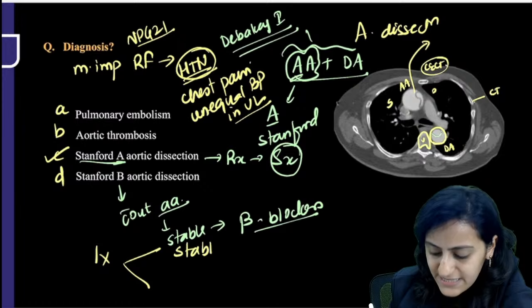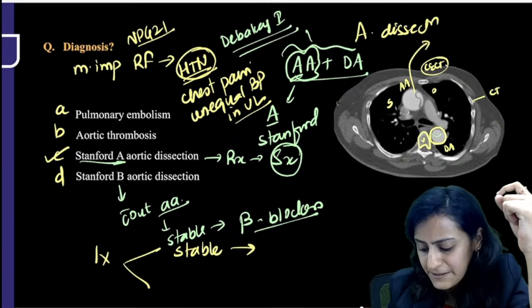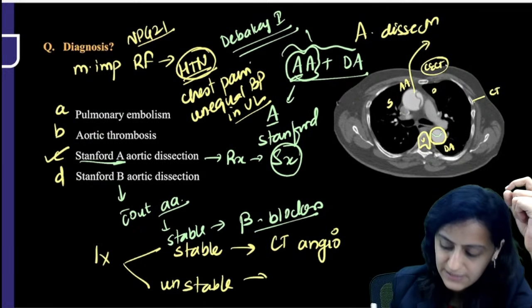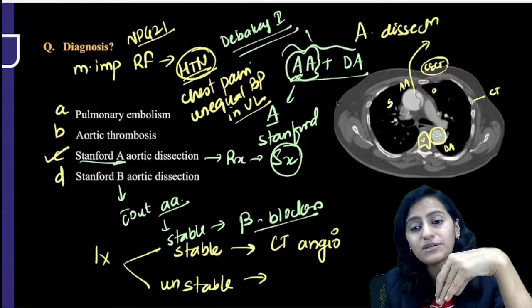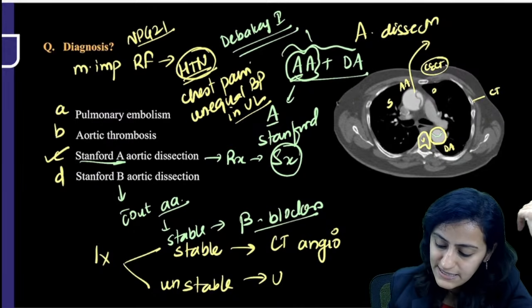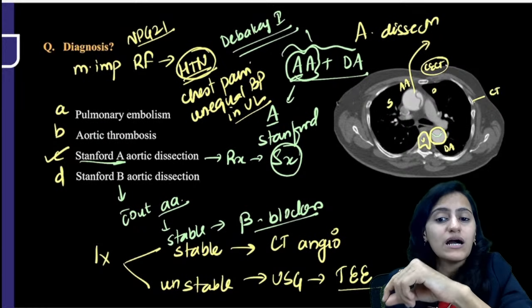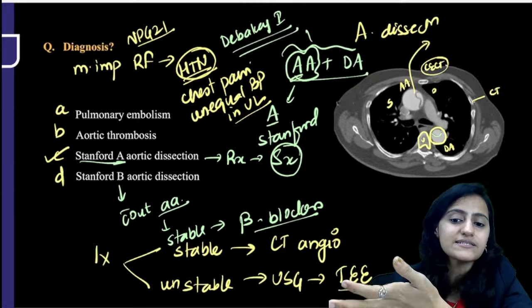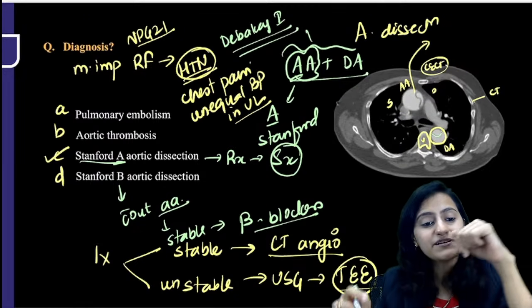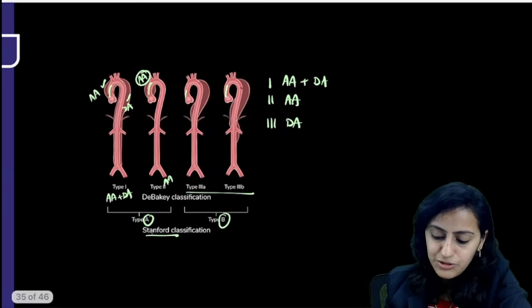So if the patient is stable, that means there's no hypotension, then we can take the patient to CT scan and we can do CT angio. If the patient is unstable, that means we do not have time, we cannot take the patient to the CT scan room. So we need to do a bedside investigation. Bedside is ultrasound. What ultrasound we do? Transesophageal echocardiography. Echo is basically sound, that is ultrasound. So remember that if it is an unstable patient, then it is TEE. If it is a stable patient, then we do CT angio.